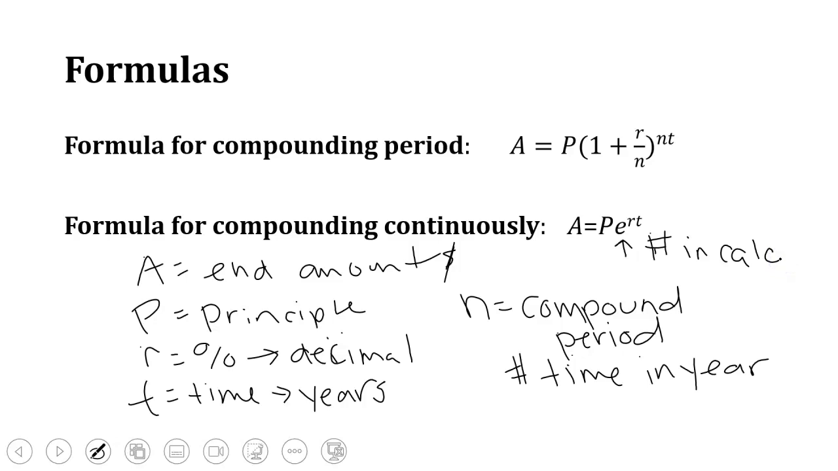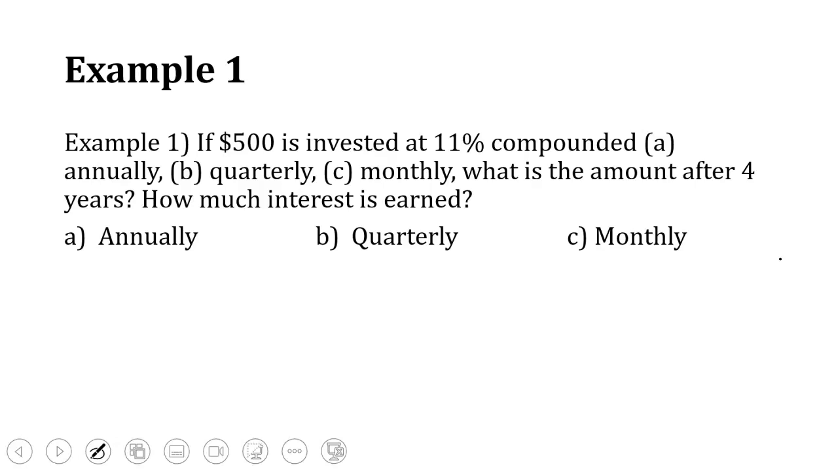Okay, so let's apply our formulas and put it into practice. Let's look at example 1. If we have $500 and we invest it at 11% compounded annually, quarterly, monthly, what is the amount after 4 years? So we're going to practice what annually looks like, what quarterly looks like. Let's plug in for monthly, and then how much interest is earned. So the first one we're going to look at is annually.